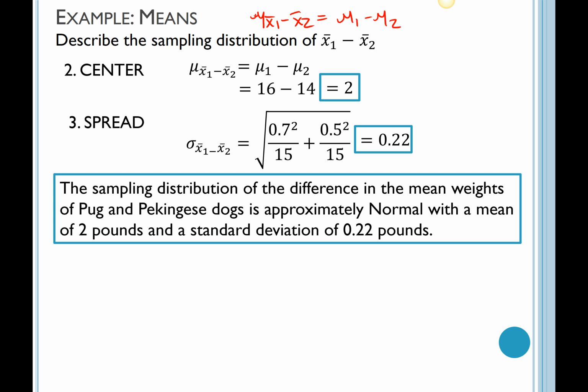Wrapping it together in a sentence, we're going to say that the sampling distribution of the difference in the mean weights of pug and Pekingese dogs is approximately normal, with a mean of 2 pounds and a standard deviation of 0.22 pounds. All right, so just simply making a statement after finding both the mean and the standard deviation.